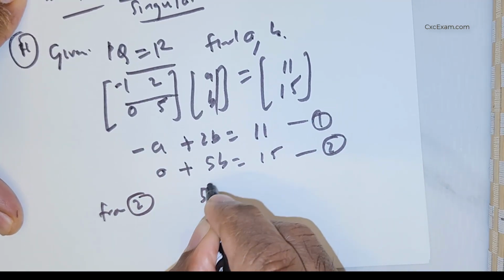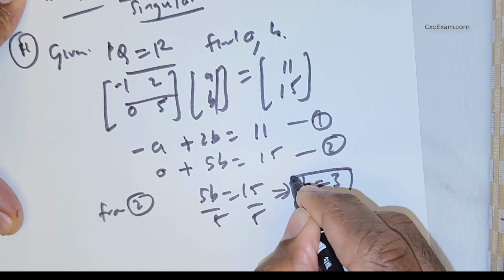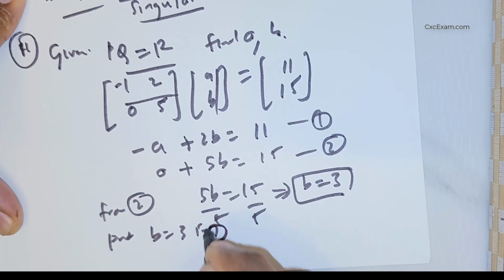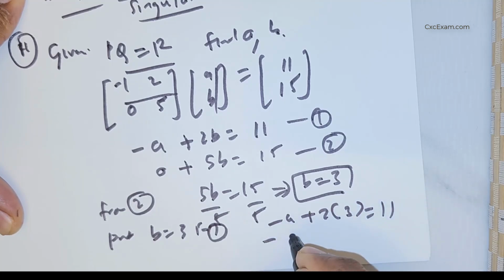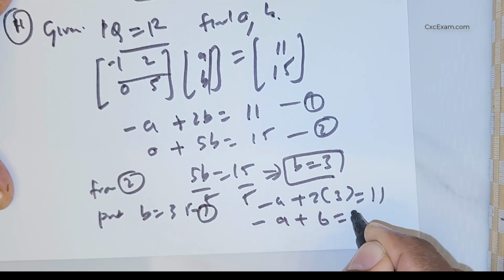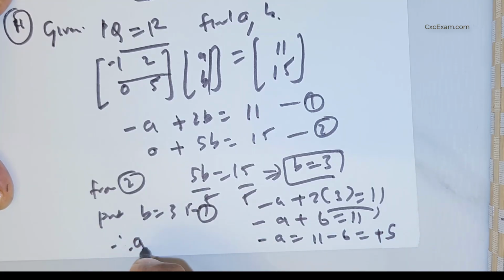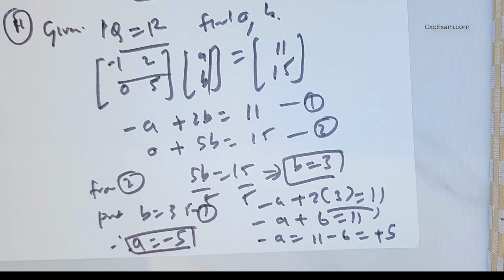So from 2 you have 5B is equal to 15. You divide by 5. You get B is equal to 3. So you put B is equal to 3 in 1. You get -A plus 2 of 3 is equal to 11. So -A plus 6 is equal to 11. You push this to the other side. You get -A is equal to 11 minus 6, which is nothing but positive 5. So therefore A is equal to -5. B is equal to 3, A is equal to -5. So they just want us to get the values and we have got them.